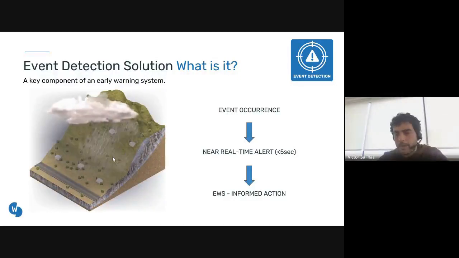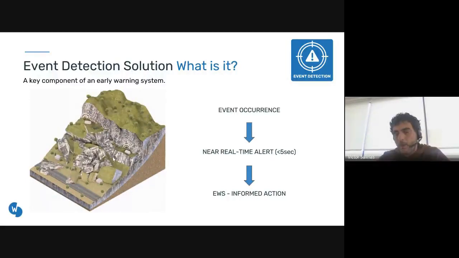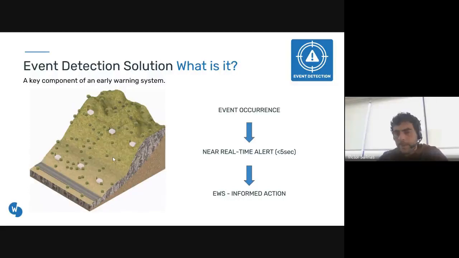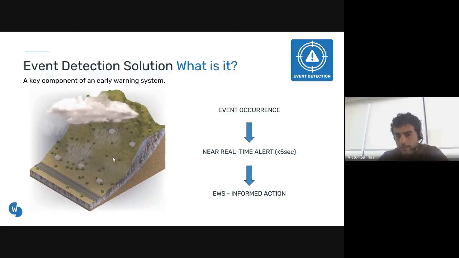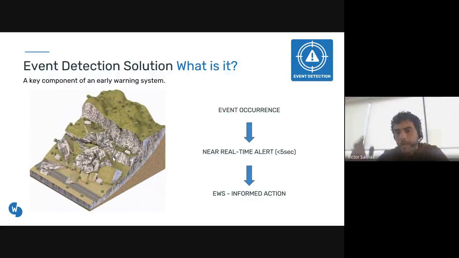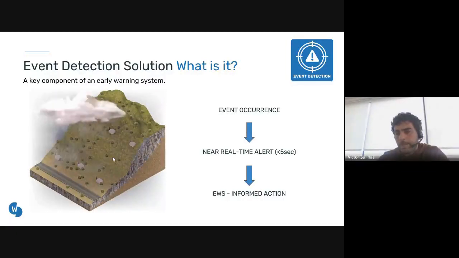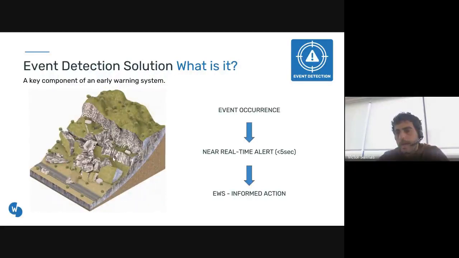That can be slope instability, and we want to report this occurrence as fast as possible. In this case, we are talking about near real time. That means less than 5 seconds. So the idea here is to send an immediate alarm to an early warning system that is able to take decisions or informed actions based on the alerts or information that we are transferring with this system.